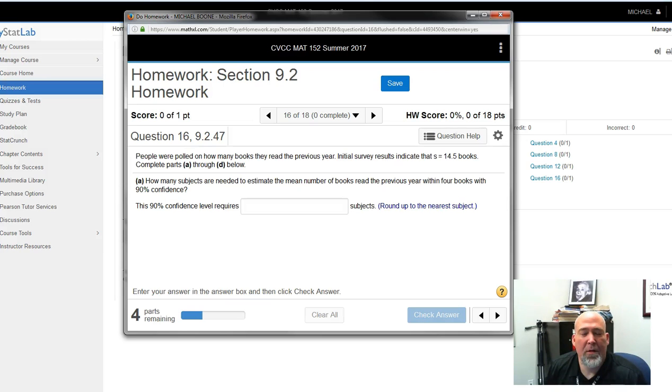All right, so I had the question of how do you find sample size without using the formula that's in the text for some of these problems in Chapter 9. So here's number 16 in Chapter 9, Section 2. They give you the sample standard deviation, and they say how many subjects are needed to estimate the mean number of books read the previous year within 4 books. So with your margin of error, that's like plus or minus 4 books with a 90% confidence.